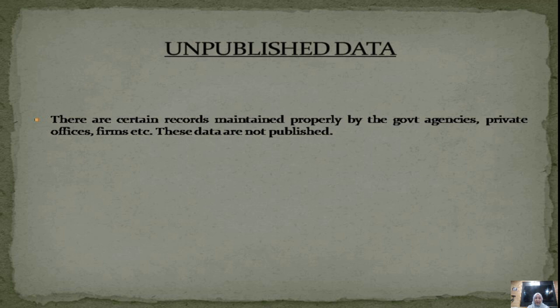Another source of secondary data is unpublished data. There are certain records maintained properly by government agencies, private offices, firms, etc. These data are not published.